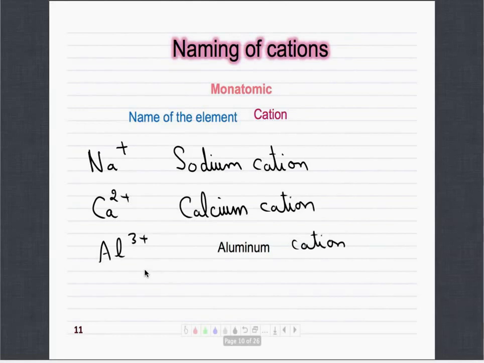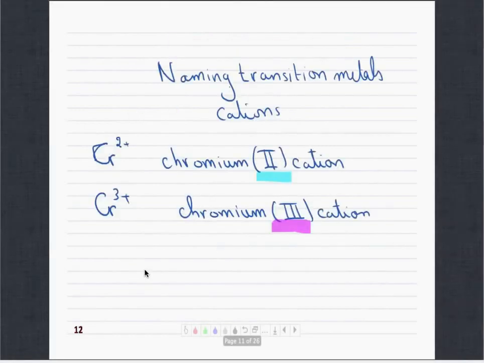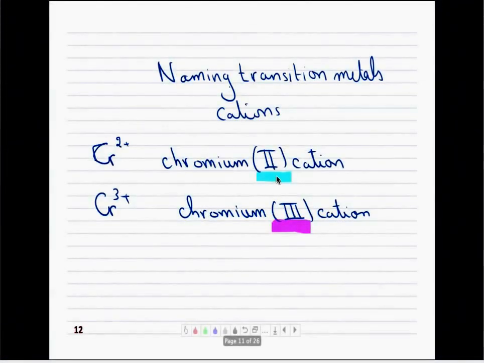And this is where the nomenclature comes into place. When we're naming transition metal cations, we're going to write in between 2 parentheses the charge in Roman numerals.